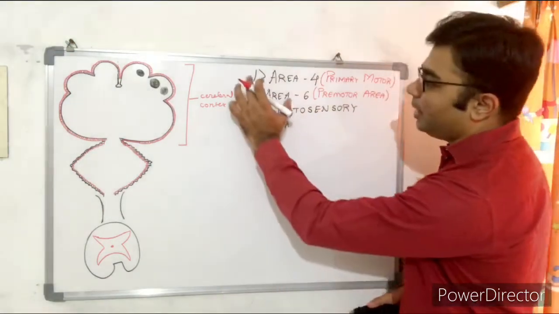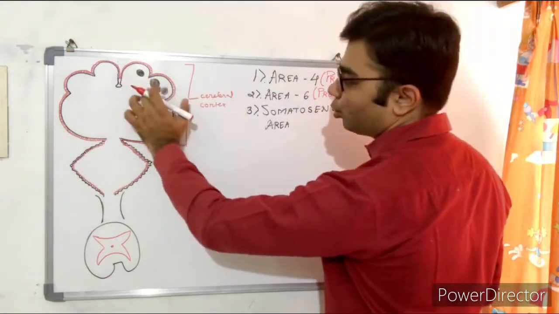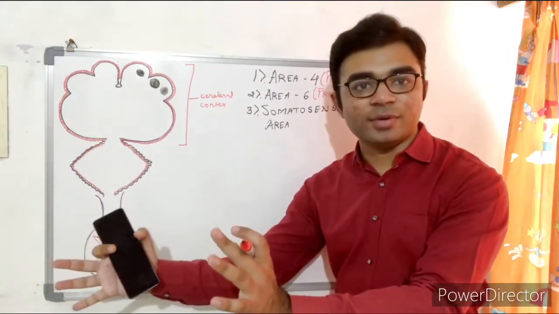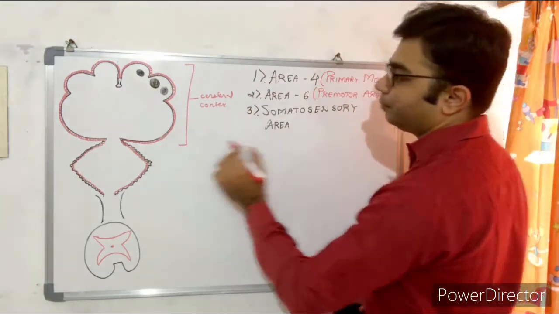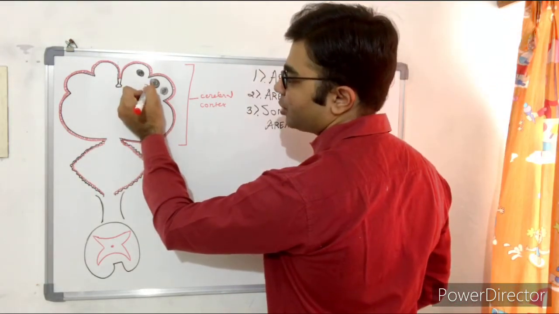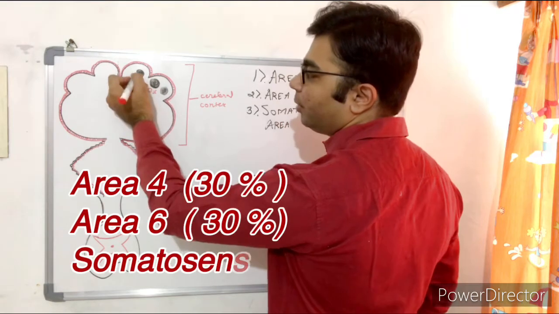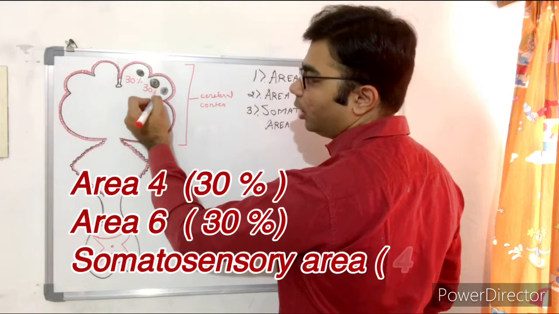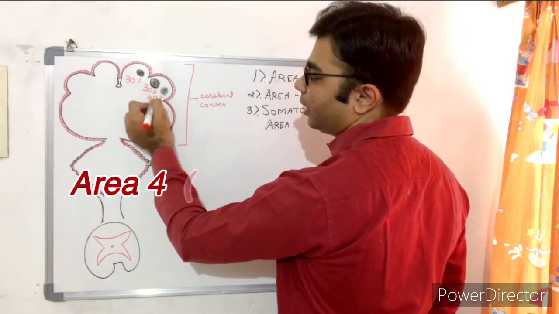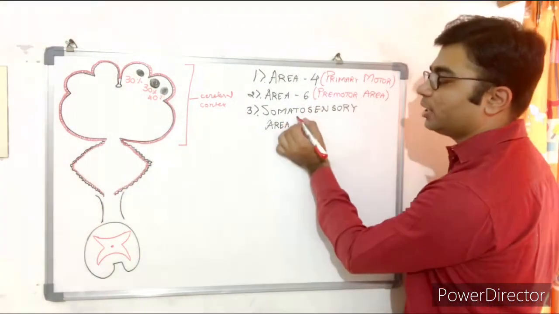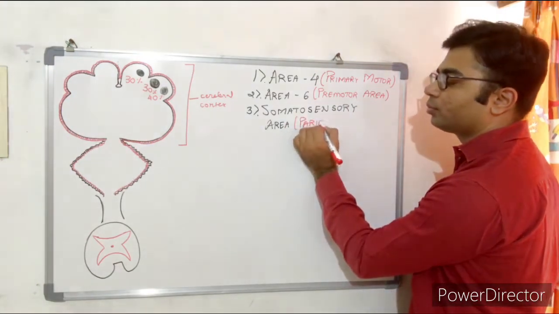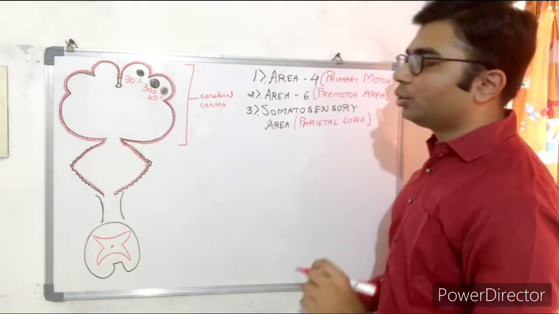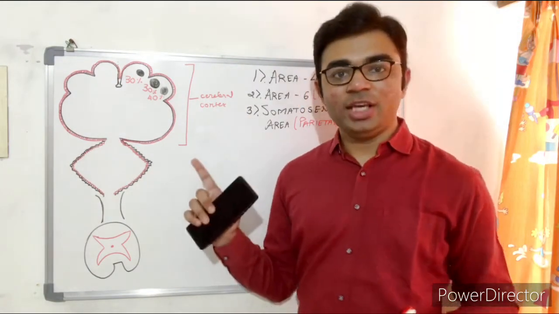These are the 2 areas which I have shown over here, and they are not giving rise to 100% of the fibers, right? Area number 4 only gives 30%. Area number 6 gives 30%, and the rest, that is 40%, is given by the somatosensory area which is present in the parietal lobe. So that is the origin of the pyramidal tract.